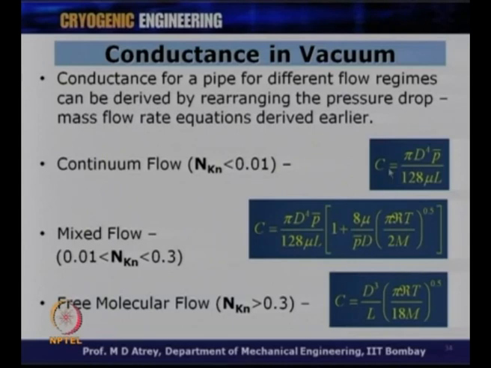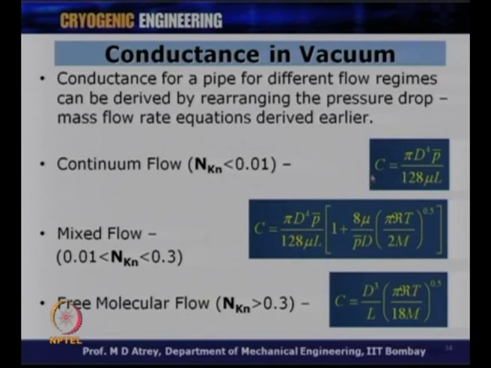What does it mean? It means that if I know the length of a pipe, if I know the diameter of the pipe, if I know the average pressure in the system, if I know the temperature, if I know the gas to be vacuumed, I can calculate conductance for that pipe, for that gas, for a given delta P, for a given pressure, for a given length and given diameter of the pipe. I can calculate conductance of different pipes.